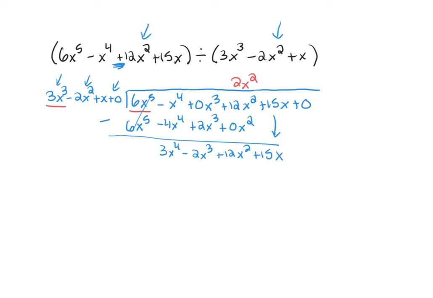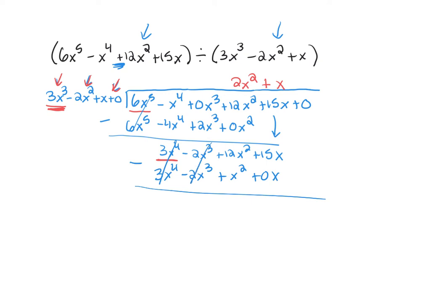Okay, let's look at the coefficients here. 3x to the fourth divided by 3x to the third is simply just x. And now multiply x out here. So x times 3x to the third becomes 3x to the fourth. X times negative 2x squared is negative 2x to the third. X times x is x squared. And then x times 0, 0x. Subtract. So these cancel. These actually also cancel.